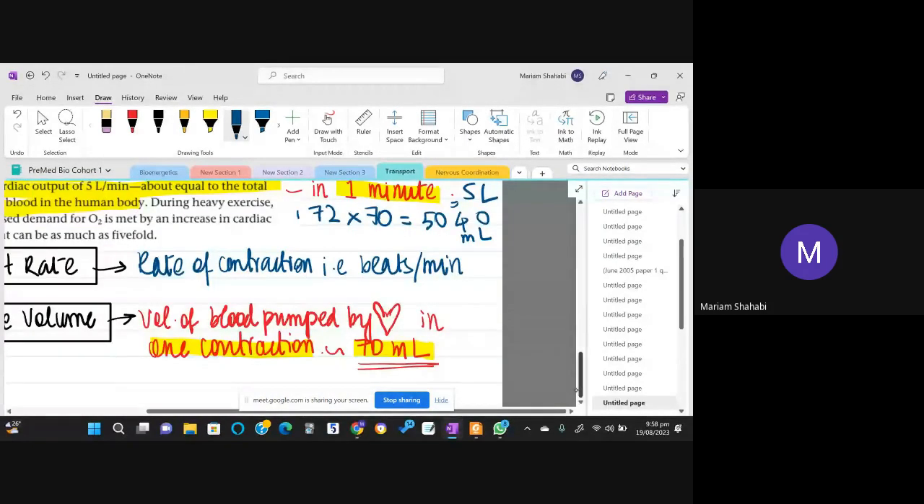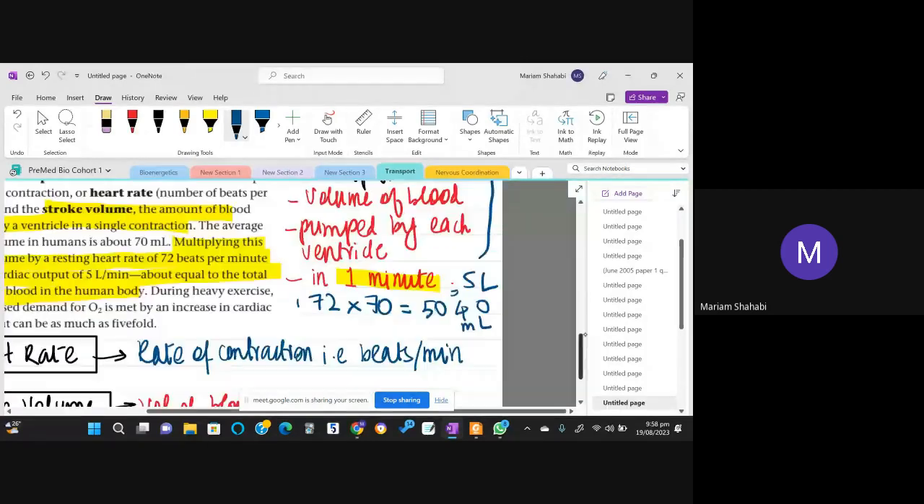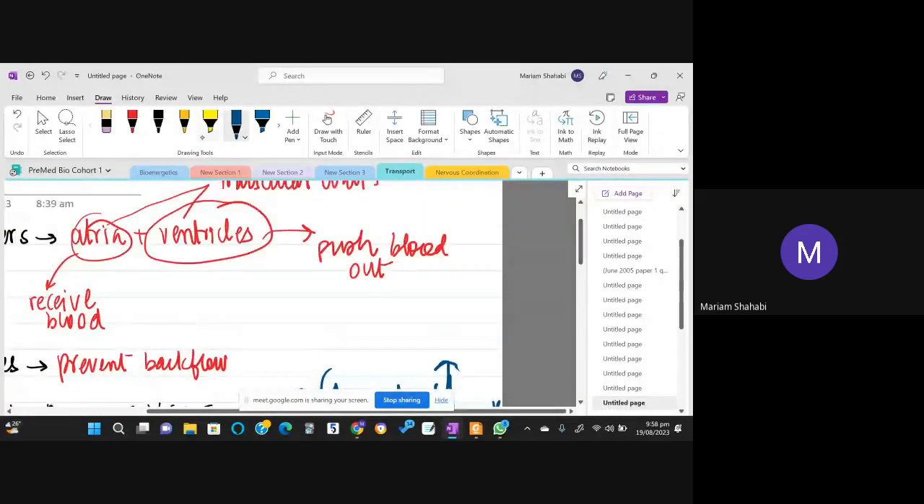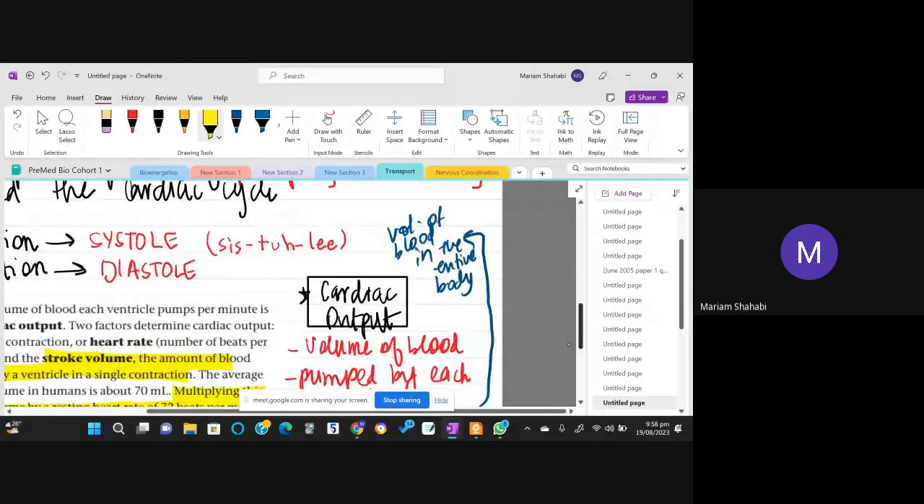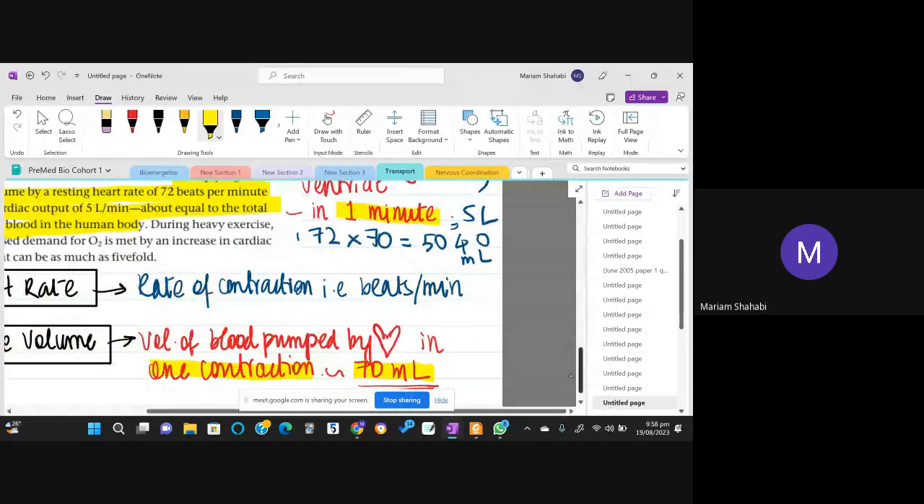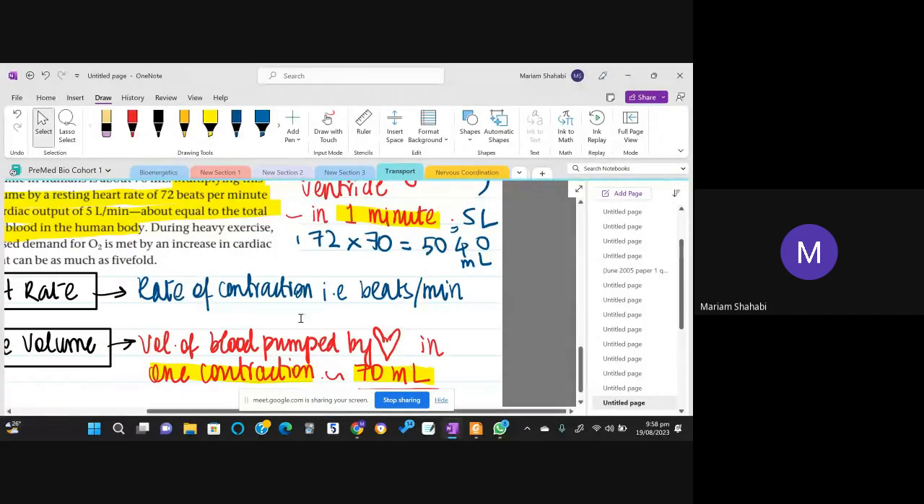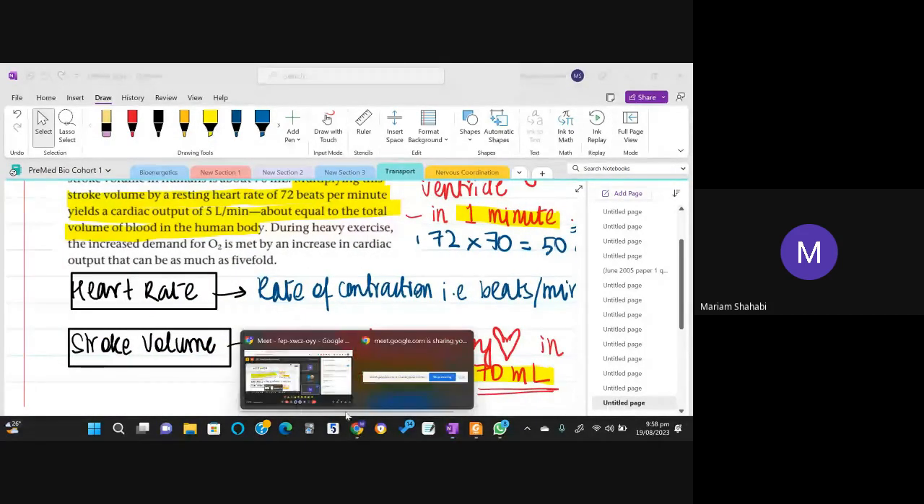And if you want a formula, I can give you a formula as well. मुझे space चाहिए, यहाँ कर लेते हैं. तो cardiac output is equal to stroke volume multiplied by the heart rate. If you want, you can use this, वरना you can just remember कि stroke volume क्या होता है और cardiac output क्या होता है, तब भी you will be able to derive this. Is that clear?